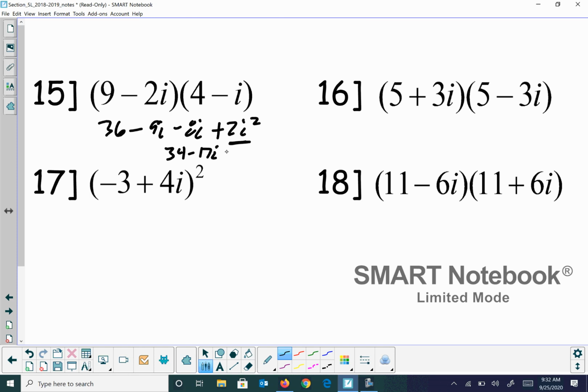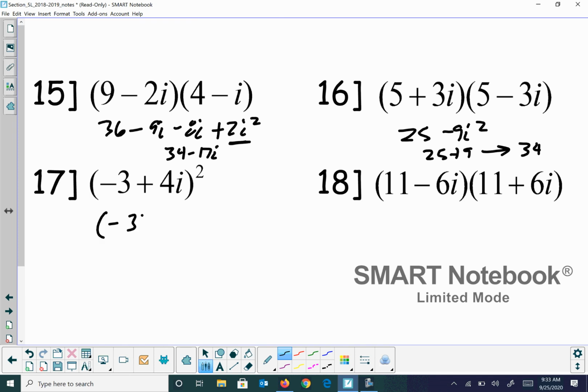These are conjugates of each other, so the outside and the inside are going to cancel out, so that's going to give me 25 minus 9i squared. Negative 9i squared is going to turn into positive 9, because negative 1 times negative 9. So that's going to give me an answer of 34.